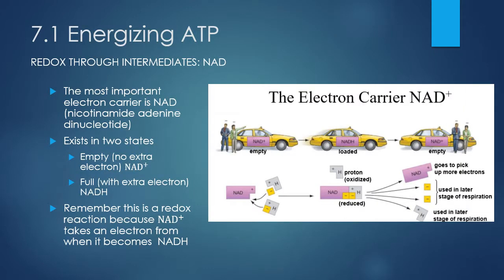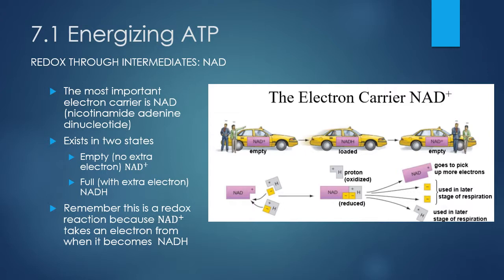Okay, so one of the most important electron carriers is called NAD, which stands for nicotinamide adenine dinucleotide, and you can just remember NAD. And it exists in two states. When it is empty and there's no extra electron, we call it NAD+. Your book mentions that you can think of it like an empty taxi cab. It is not carrying any passengers, the passengers being electrons. When the NAD gets an extra electron, so it's carrying an electron with that molecule, then we call it NADH, and that's like your taxi cab having passengers inside of it.